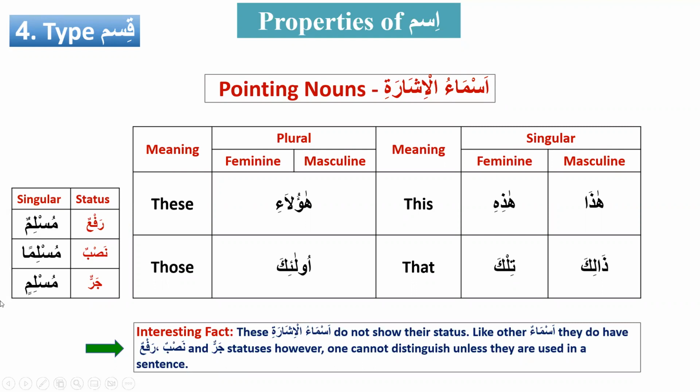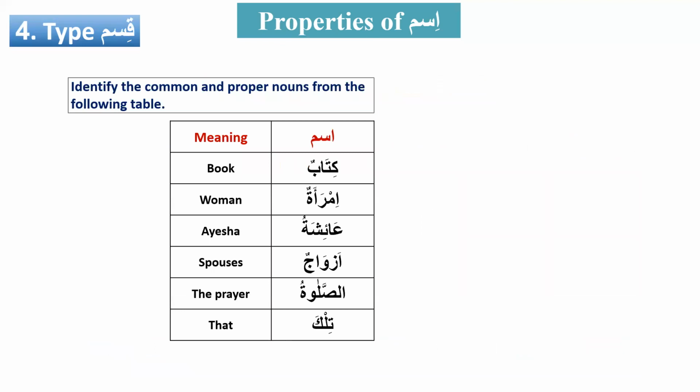And it is not just the pointing nouns. Actually, there are other words like this too, which do not show their status. Okay, so you should be aware of that, because you will find those words in the Quran. Like the pointing nouns, they don't show their status, but they have a status. It could be rafa, could be nasab, could be jar. And then you need to learn to find out the status of them. And that inshallah we will learn in the next classes. Okay. So that concludes our study, and we just have to practice now.